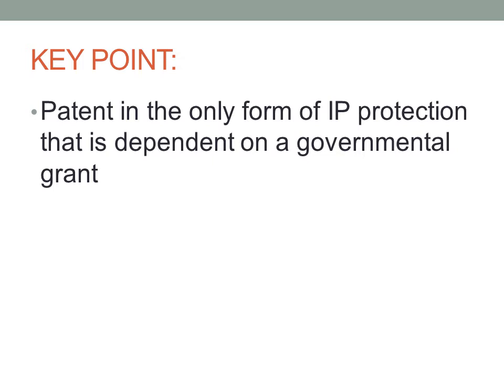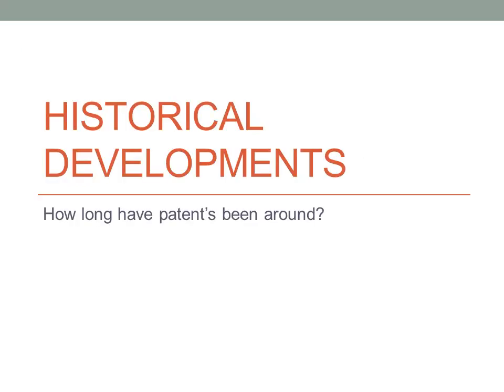So in a copyright, you get a copyright once your art is fixed in a tangible medium. You get a trademark once you use it. You have a trade secret once you start keeping it secret. So patent is the only one where you have to ask for government permission to get. They're the ones who award it, and I'll tell you how.